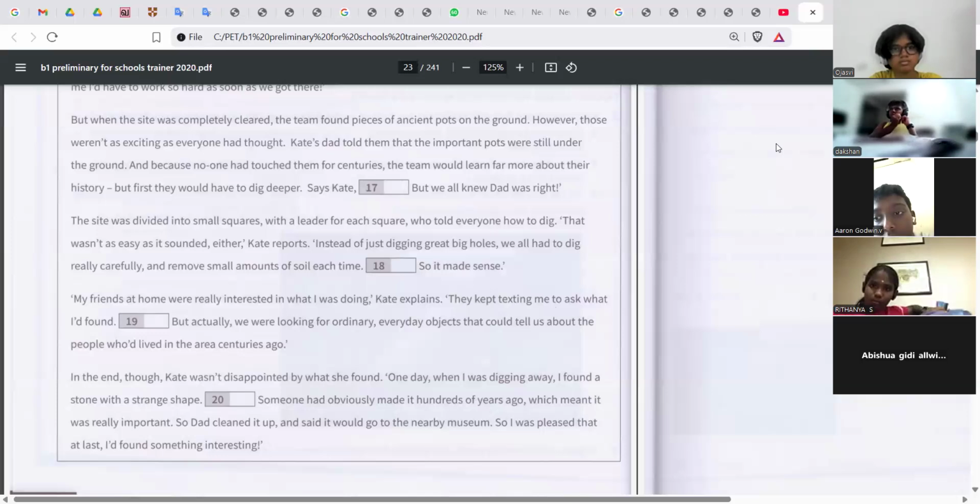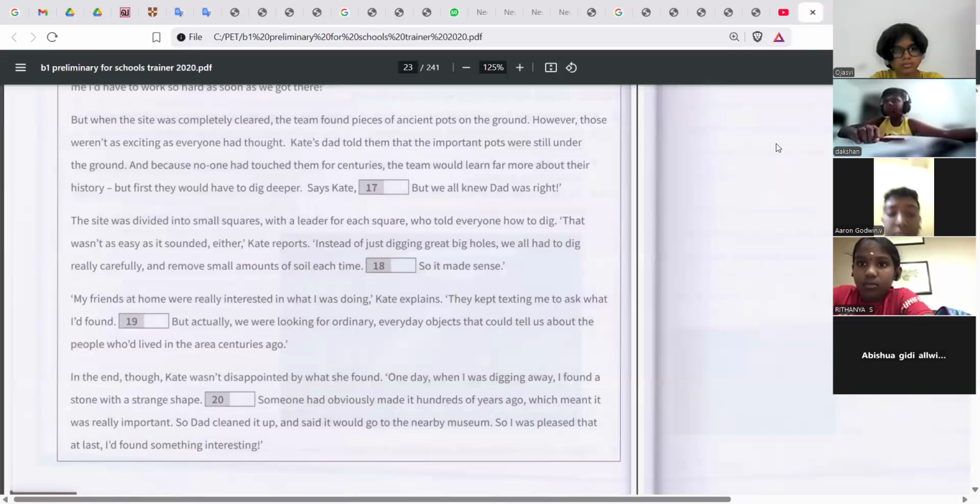Okay, somewhere your audio was kind of feeble. It wasn't very clear, but your reading was good. Here is Kate, and her dad, a history lecturer. They are digging, they are doing so many things here. What I want is that you take your own time.